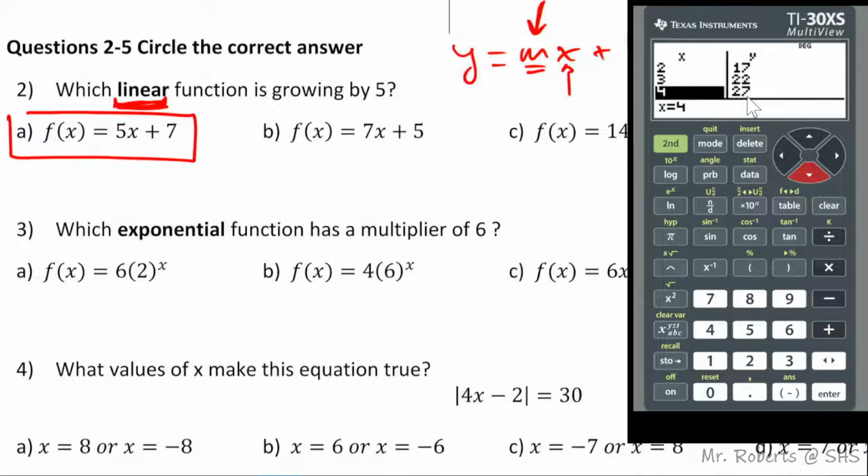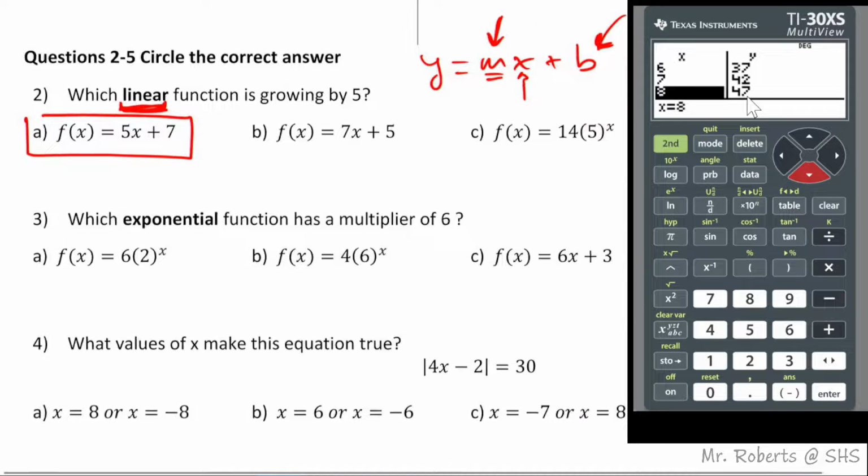22 plus 5 should be 27. 32, 37. So you can see this indeed, 5x plus 7 is growing by 5, or adding 5 each time. The next question, question 3, says which exponential function has a multiplier of 6?